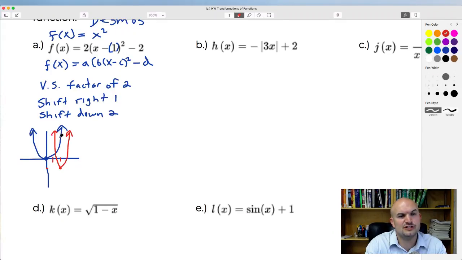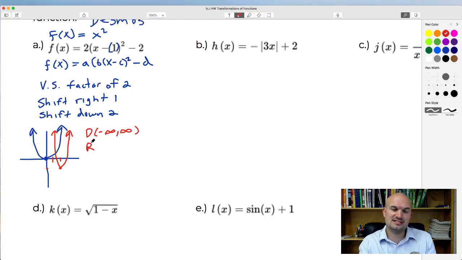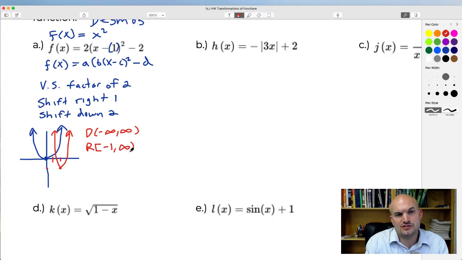Okay, and then it says determine the domain and range. Well, since this function is continuous, and you can see the graph is continually expanding, the domain is going to be from negative infinity to infinity. And the range, again, the function is continuous, but you can see that it is bounded below. It only goes down to negative 1, and it does contain negative 1. So it's going to be negative 1 to infinity.